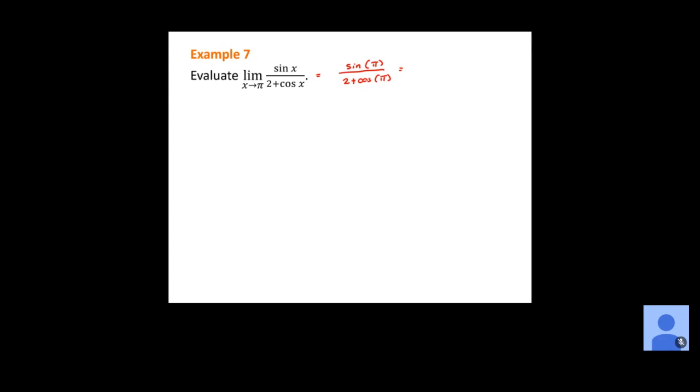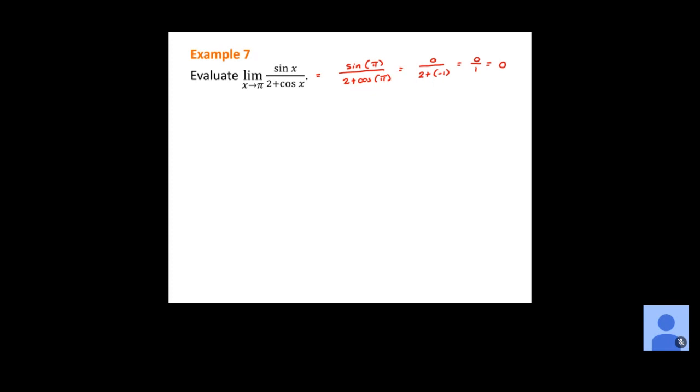Okay, so what's the sine of pi? Zero. Good. So sine at pi should be 0. Then we have 2 plus. What's the cosine pi? Okay, cosine at pi should be a -1. Simplifying that just gives us 0 over 1, which is equal to what? 0, right? So we now know that the limit as x approaches pi for that function should just give us 0.